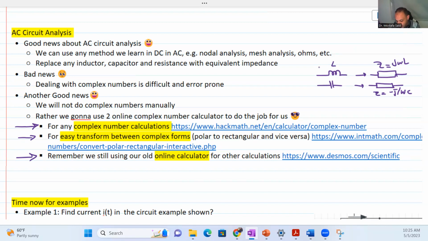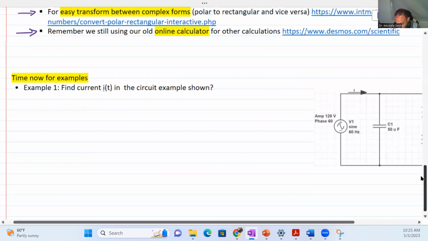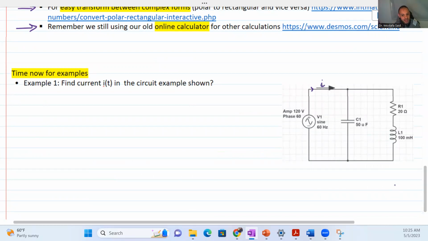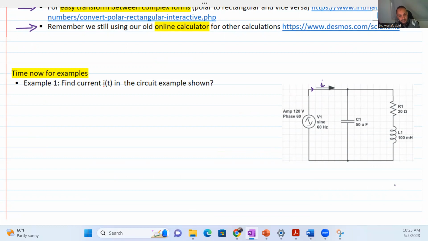Now it's time for an example. We have an example here, and we are required to find the current I flowing in this branch here. I'm going to do it in two ways, because again, we can use any analysis or any methods that we learned in DC in AC, and I'm going to leave you with homework to do it in a third way. Of course we have the final answer, so your method in the homework should get the same number as I get.